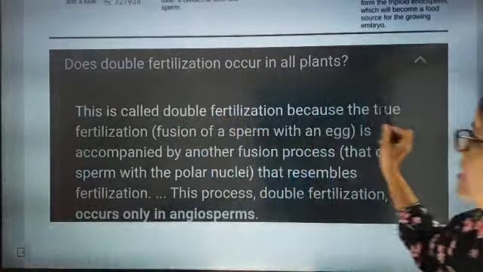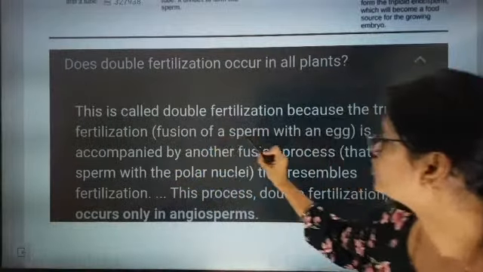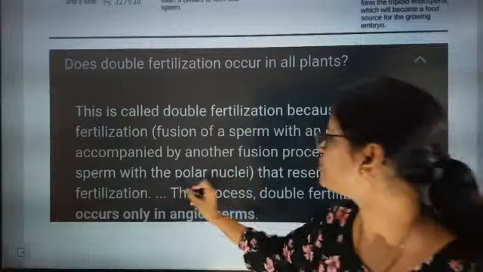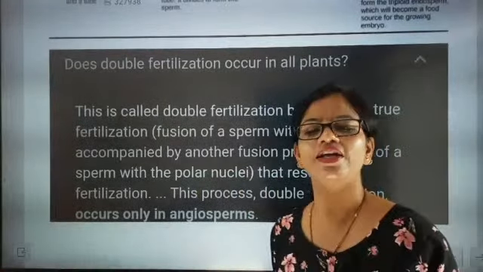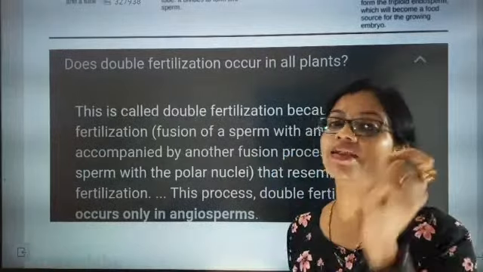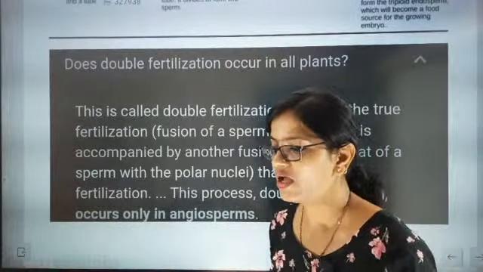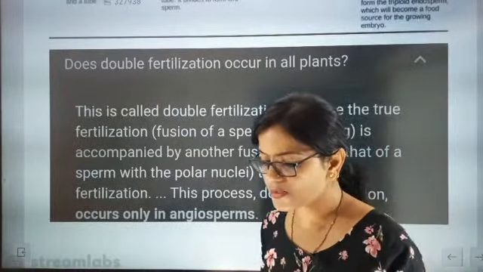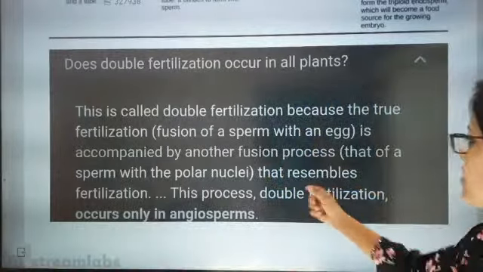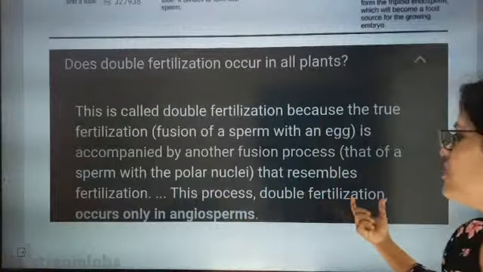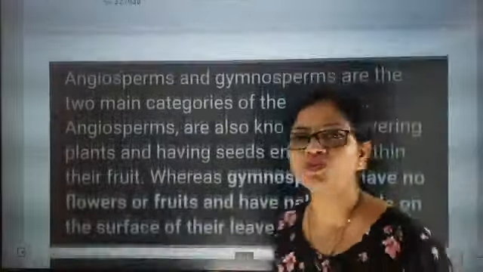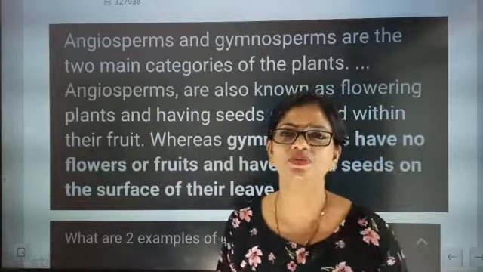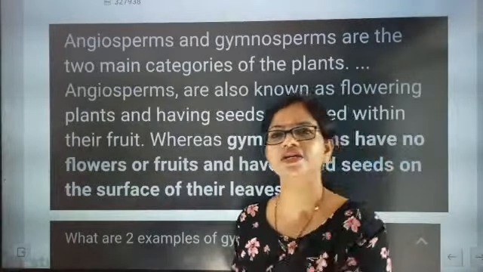This is called double fertilization because the true fertilization, the fusion of a sperm with an egg, is accompanied by another fusion process, that of a sperm with the polar nuclei. One sperm is fusing with the egg, another sperm is fusing with the polar nuclei. This process, double fertilization, occurs only in angiosperms.